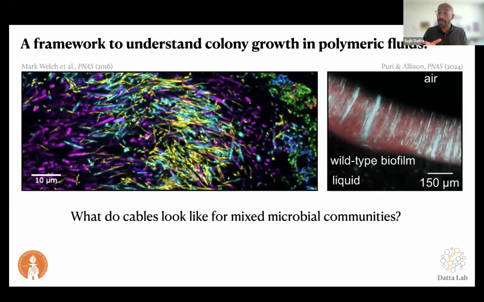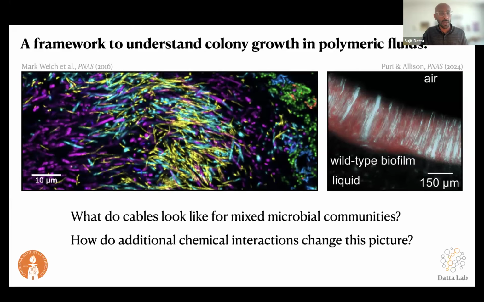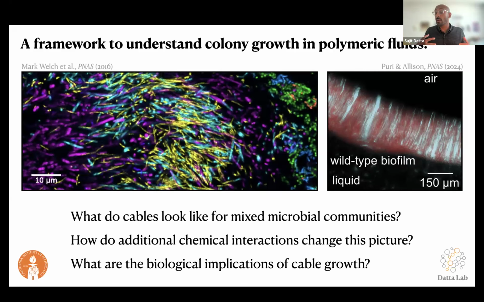But this is just the tip of the iceberg. We just studied one clonal population. So you can ask, what do these look like when you have mixed communities where you have different cell types inhabiting the same space? That's something we're working on. Of course, the picture that I showed you here neglects any specific biochemical interactions, which are certainly important. So how do those additional interactions change this picture? This is something we're also working on. And then, of course, the question is, in addition to the fundamental interest in active matter physics, what are the biological implications of this cable growth?